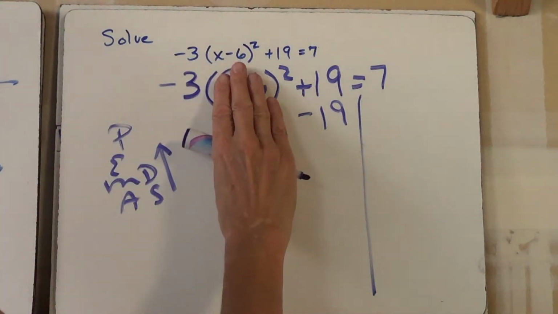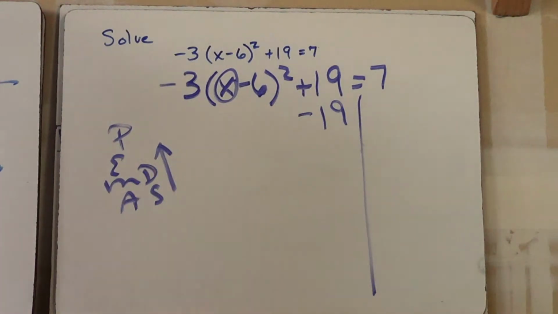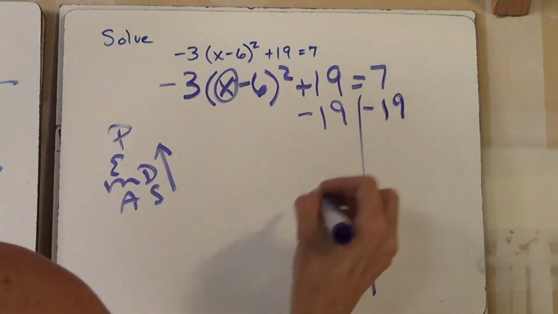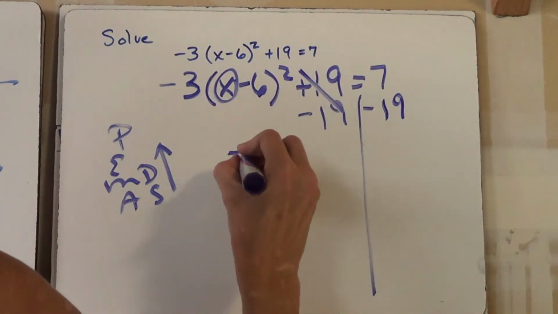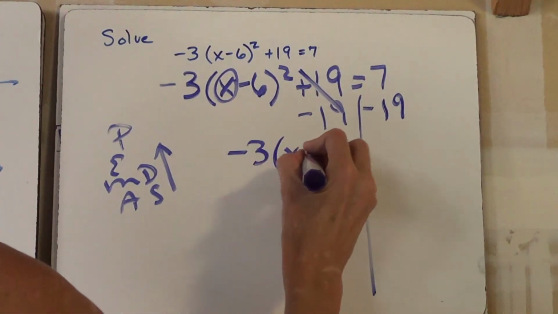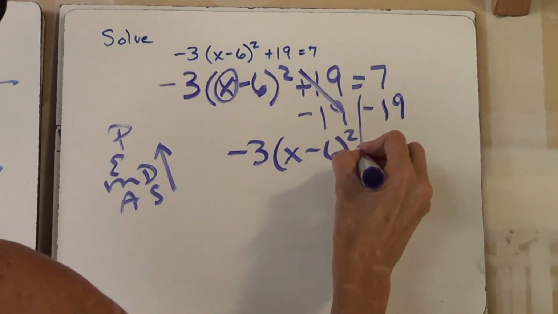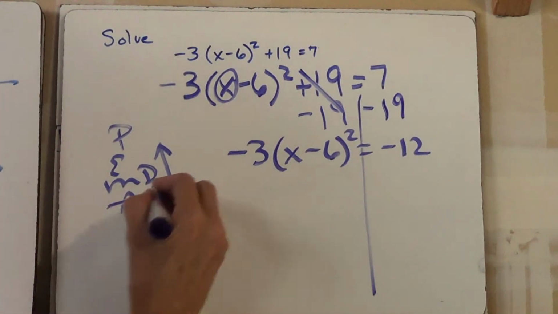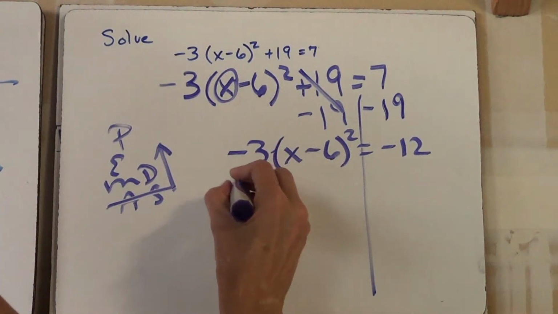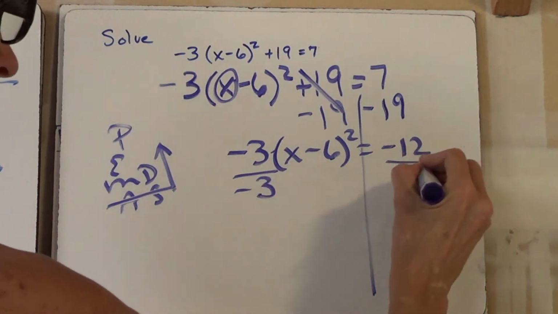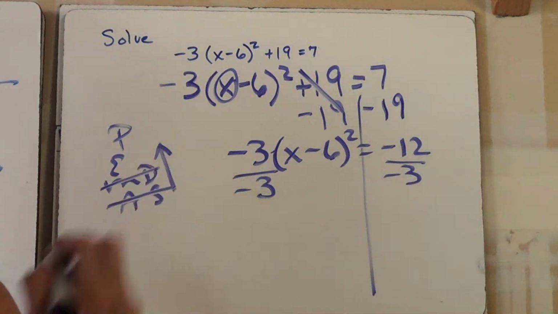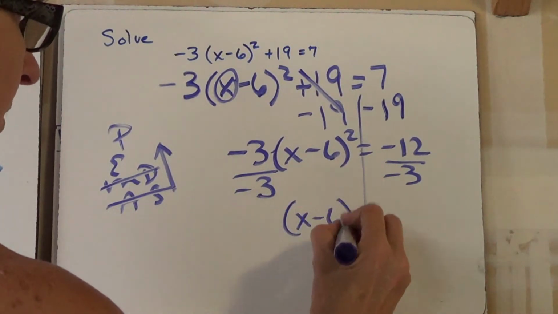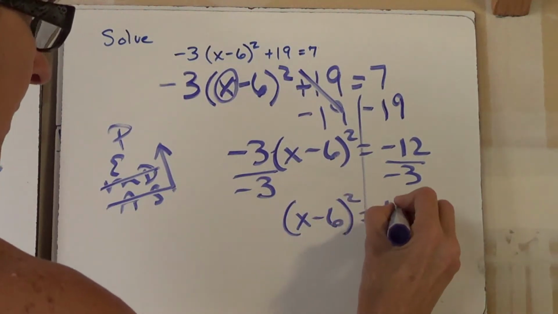Okay? You're going to hold that until you're all done clearing around it, just like you did on absolute value, how you cleared around first. So, minus 19, that cancels. We have negative 3 times (x minus 6) squared equals negative 12. Now we're done with add subtract. 3 is being multiplied, so we divide by negative 3. Divide by negative 3. That'll cancel. We get (x minus 6) squared equals 4.